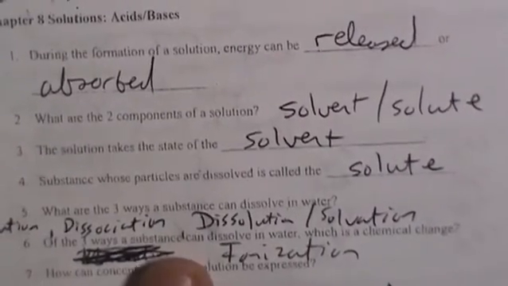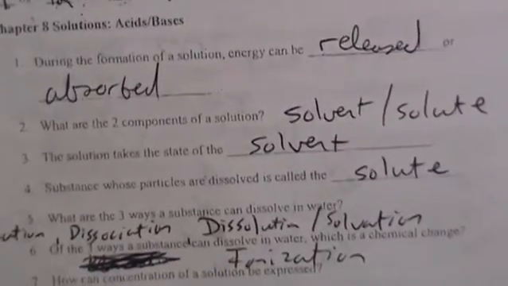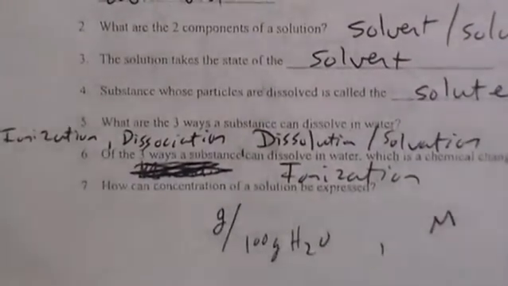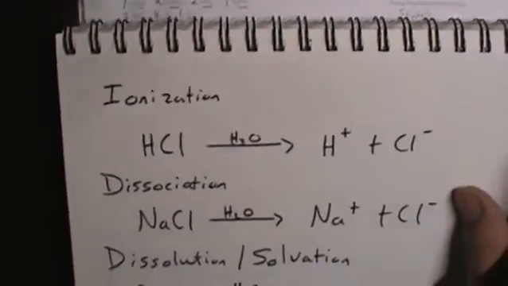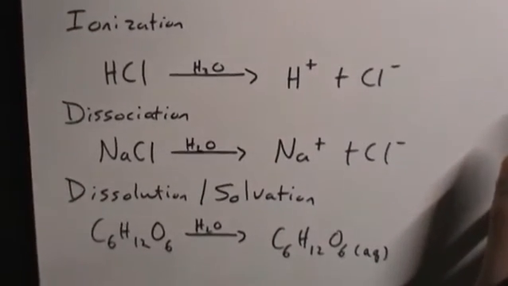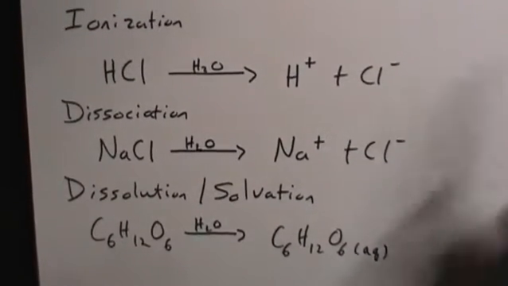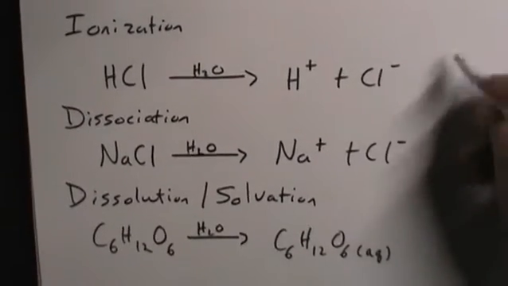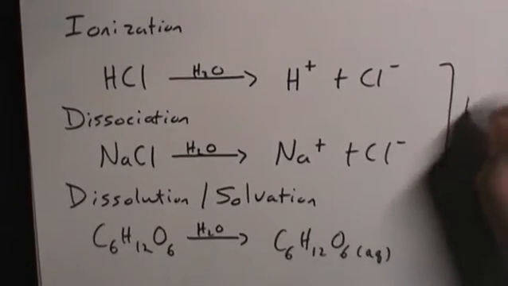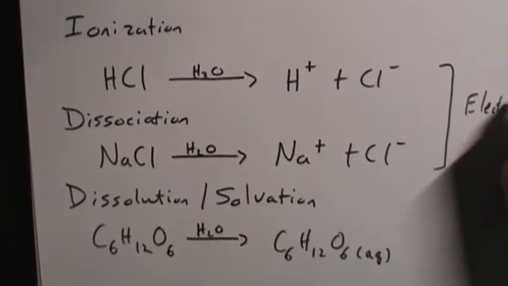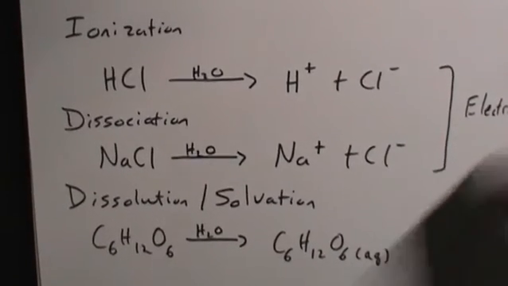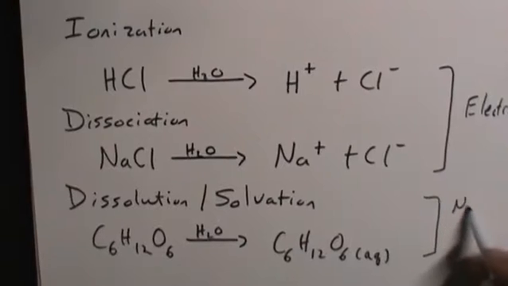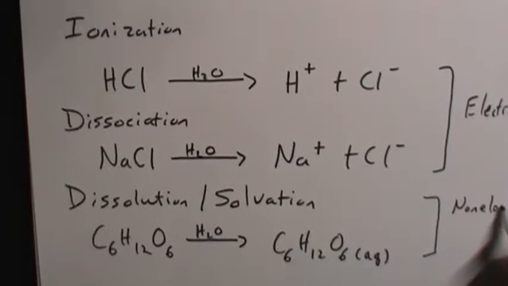The three ways that a substance can dissolve in water, and this is where I want to show you a picture here summarizing everything, are ionization, dissociation, and dissolution or solvation. These first two create electrolytes, while the last one creates a non-electrolyte solution.